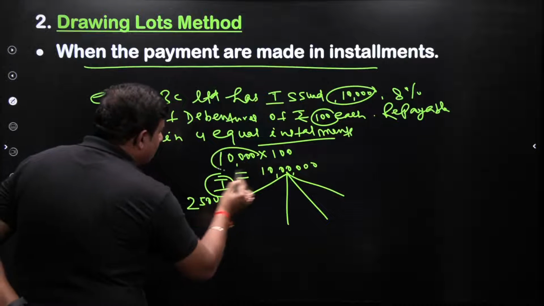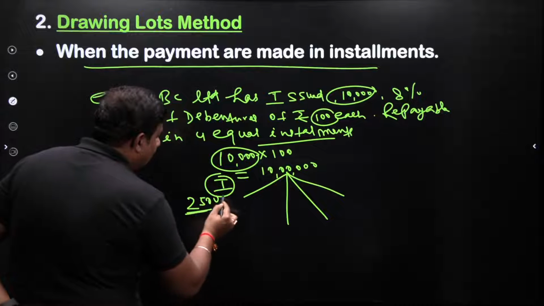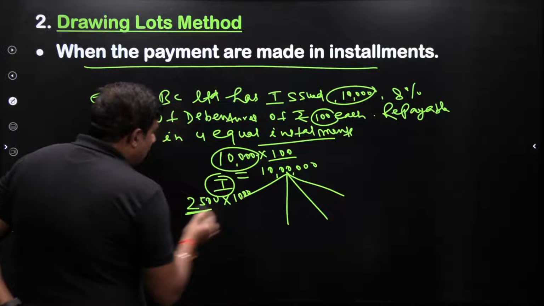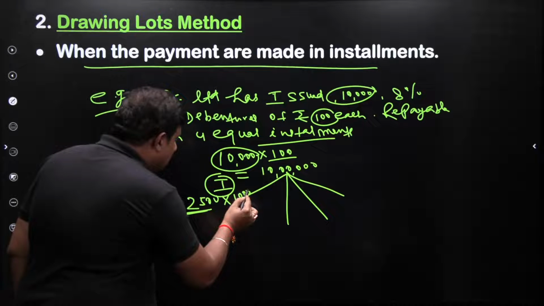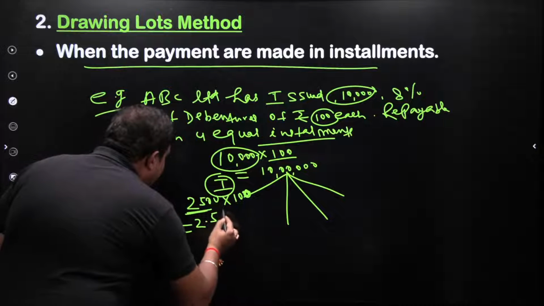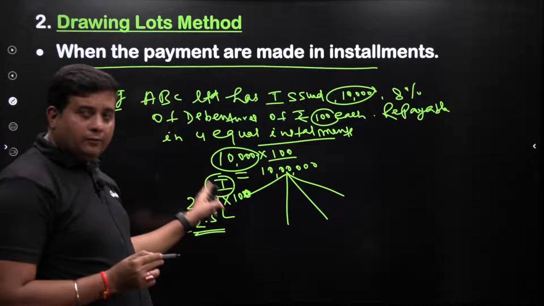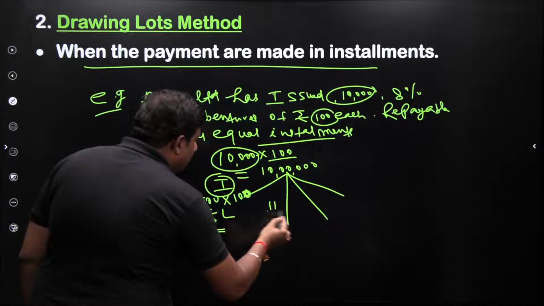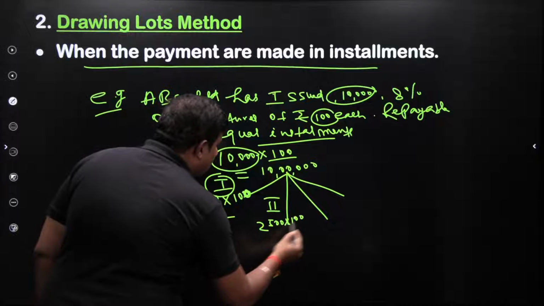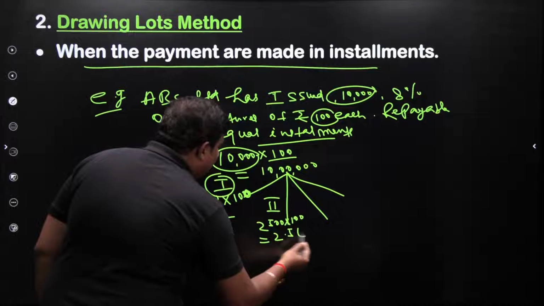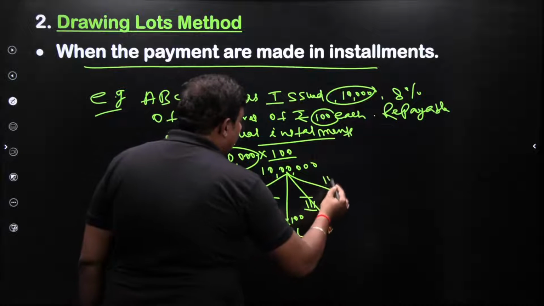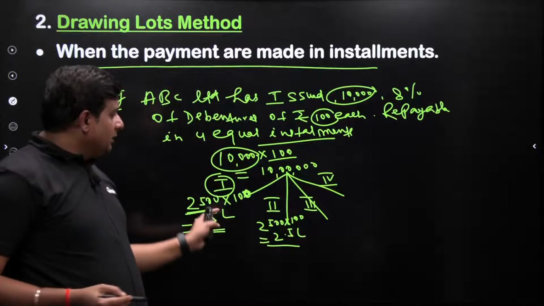The quantity is 10,000, so we are going to repay 2,500 debentures, and the price per unit is 100. So we are going to redeem 2.5 lakh worth of debentures in the first year. In the second year, we do the same: again 2,500 debentures at the rate of 100 each are redeemed, so 2.5 lakh worth of debentures is redeemed in the second year. The same goes for the third and fourth year also. So this is the way you can make the payment.